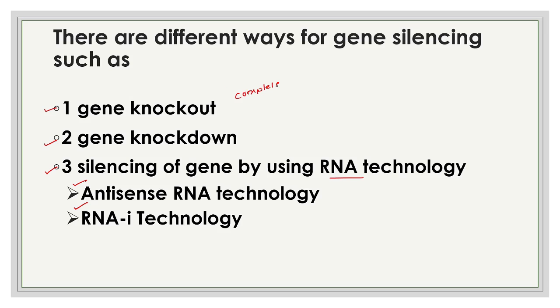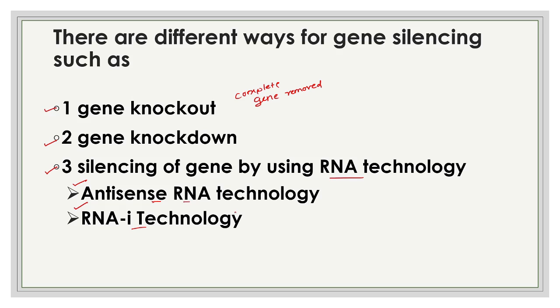But actually gene knockout is not a part of gene silencing because it includes recombination techniques. What? Recombination techniques. So the second one is gene knockdown. It actually follows the gene silencing mechanism. And antisense RNA technology and RNA interference technology play a very important role in gene silencing.